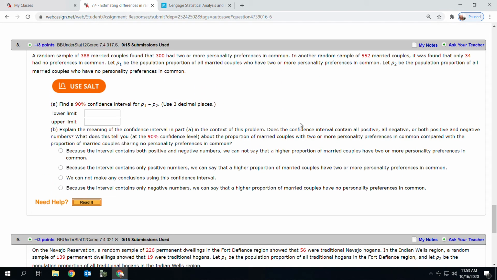A random sample of 388 married couples found that 300 had 2 or more personality preferences in common. In another random sample of 552 married couples, it was found that only 34 had no preferences in common. Let P sub 1 be the population proportion of all married couples who have 2 or more personality preferences in common. Let P sub 2 be the population proportion of all married couples who have no personality preferences in common.